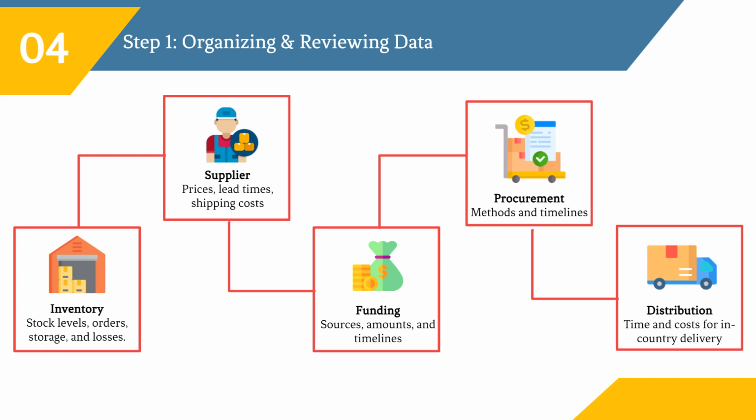Check storage capacity and account for any potential losses due to expiration or damage. For supplier data, review product prices, package sizes, and delivery lead times, including customs clearance and shipping costs. Next, gather the funding information: understand the sources, amounts, and timelines for funding availability. For procurement, determine which methods are used, local or international, and how long they take. Lastly, collect in-country distribution data, including time and costs for distributing products.